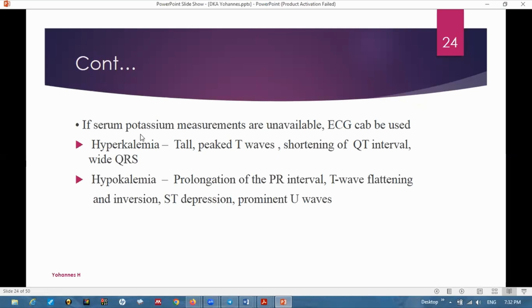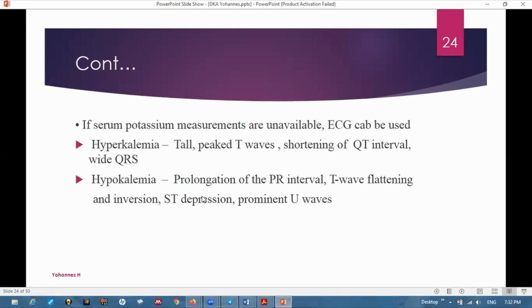Normally, the ECG finding in hyperkalemia is based on mild, moderate, and severe. In case of mild, they will have peaked T wave. In case of moderate hyperkalemia, they will have short QT interval and peaked T wave. If it is severe, with potassium level more than 9, they will have wide QRS.